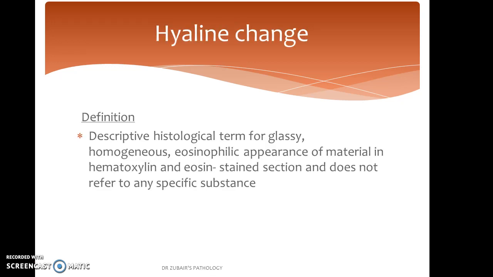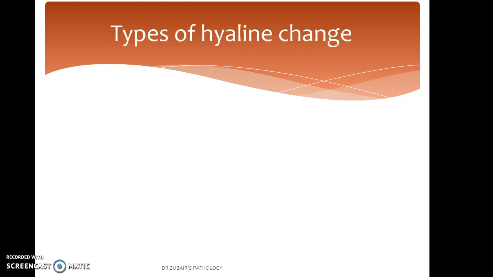Hyaline change. Definition: it's a descriptive histological term for glassy, homogeneous, eosinophilic appearance of material in hematoxylin and eosin stained section and does not refer to any specific substance. So it's just a morphological change we observe under the microscope in a wide variety of conditions. The common characteristic here is the appearance, which is homogeneous and eosinophilic.